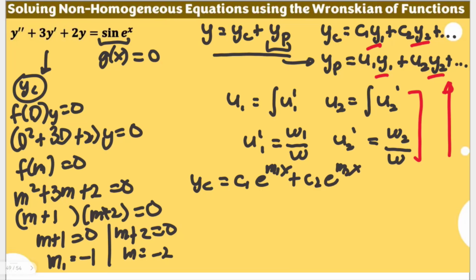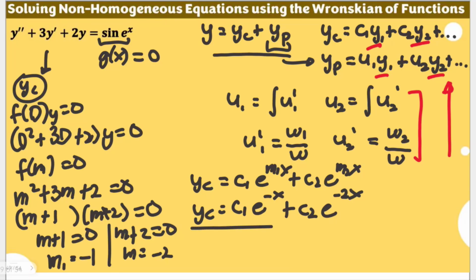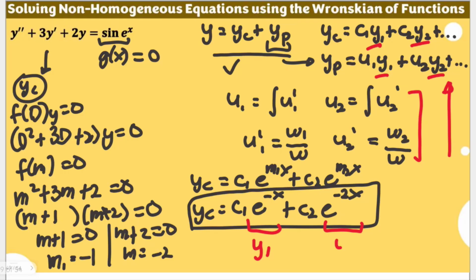Take note that you can always interchange your roots, but nevertheless, just plugging in for this purpose, you have c sub 1 e to the power of negative x, or negative 1x, plus c sub 2 e to the power of negative 2x. This is our y sub c, the first part of our solution. Together with this is the identification of our y sub 1 and y sub 2, which are important in solving y sub p. But let's look into the W first, the Wronskian.